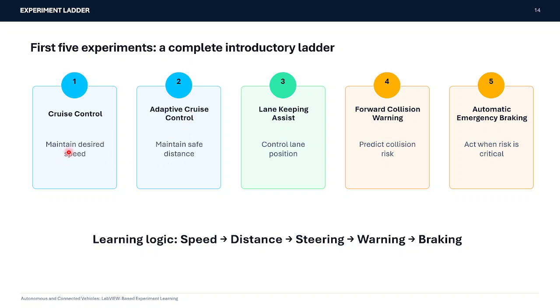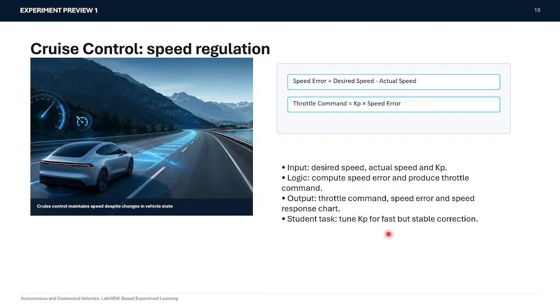With cruise control in a normal vehicle, the driver can see the distance to the other vehicle. But in an autonomous vehicle, it is not able to see the vehicle, only the sensor can. That's why we go with adaptive cruise control. Lane keeping assist controls the lane position. Then forward collision warning and automatic emergency braking. These are the five basic experiments you will study in this series. Basically the learning logic covers speed, steering, warning, and brake. This kind of concept is used in the LabVIEW experiments.